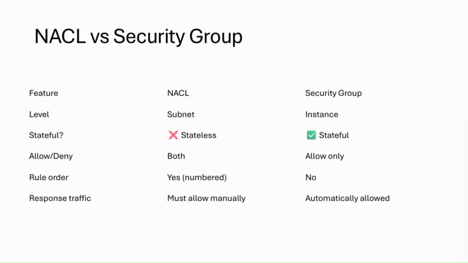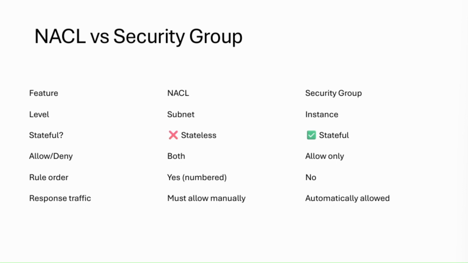You might have heard of Security Group. Security Group is another AWS security tool. How is NACL different from Security Group? Let me compare them. First, the level. NACL works at the subnet level. It protects many servers. Security Group works at the instance level. It protects one server.